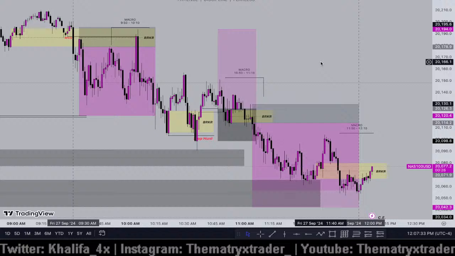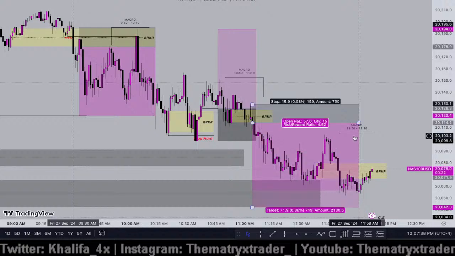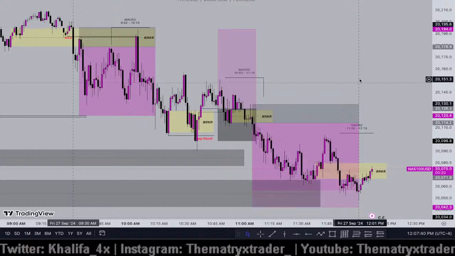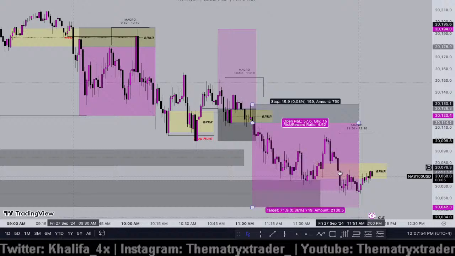Now I'm just waiting. I already closed all of my orders at the 12 o'clock because I have been a victim of expecting lower prices after the 12 o'clock. But still we have this breaker. That is the only reason I marked out this one.